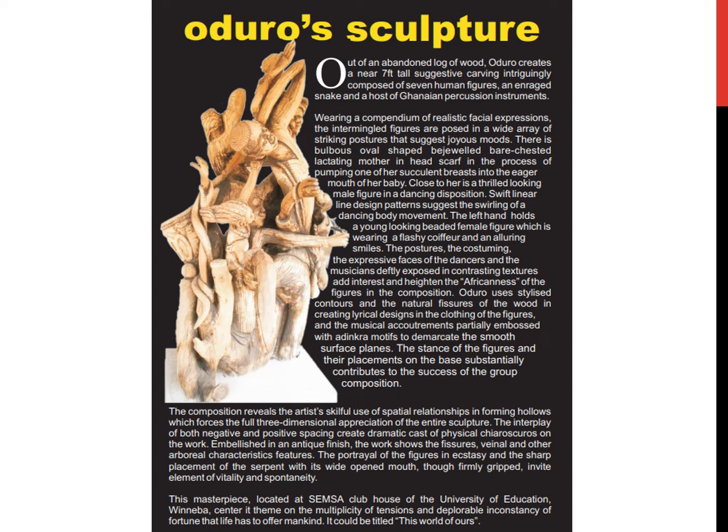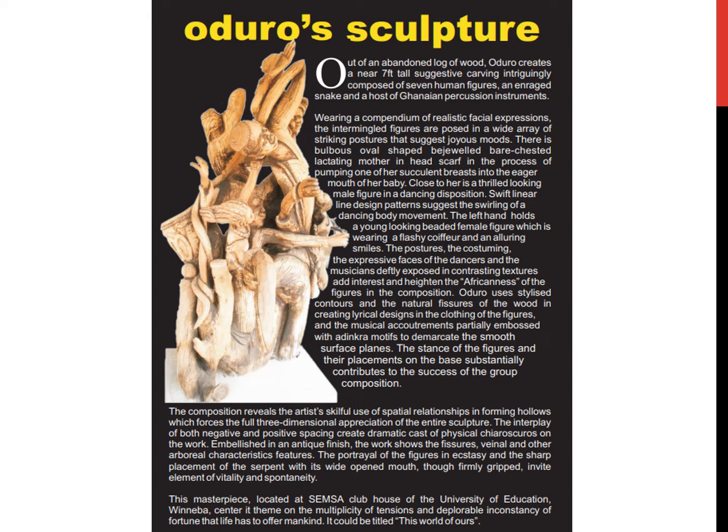One of the writers' descriptions is what I'm going to read out. He wrote, "Odro's Sculpture" as the title. Out of an abandoned log of wood, Odro creates a near 7 feet tall, suggestive carving, intriguingly composed of 7 human figures, an enraged snake, and a host of Ghanaian percussion instruments.